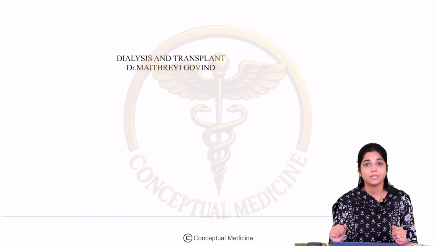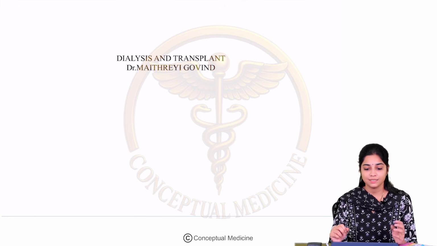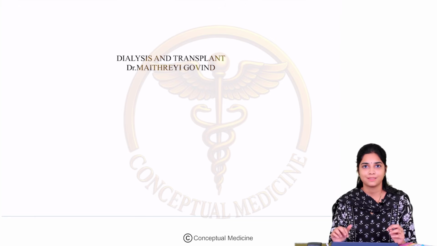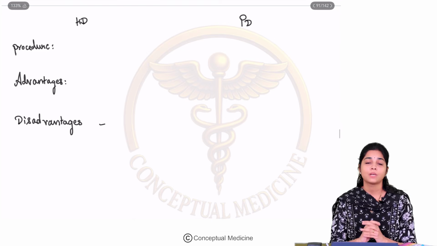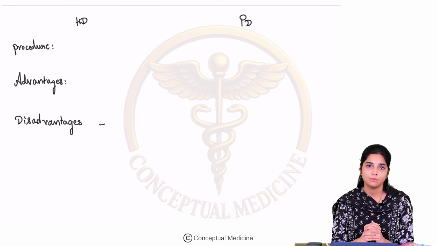In the last session, we had learnt about chronic kidney disease. Today, we will be learning about the management of chronic kidney disease, that is dialysis and renal transplant. So let's begin. As you all will be knowing, there are two types of dialysis. One is hemodialysis, the other is peritoneal dialysis.